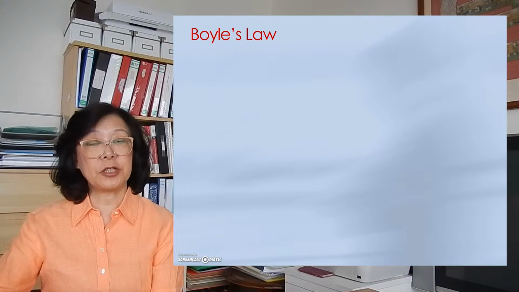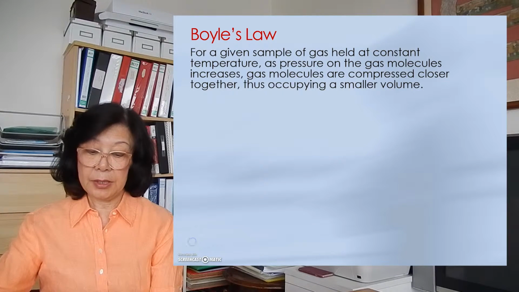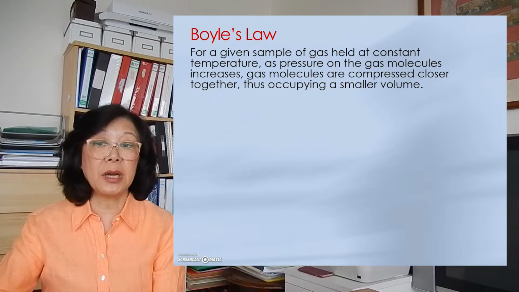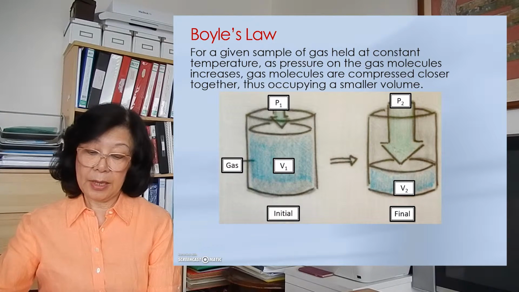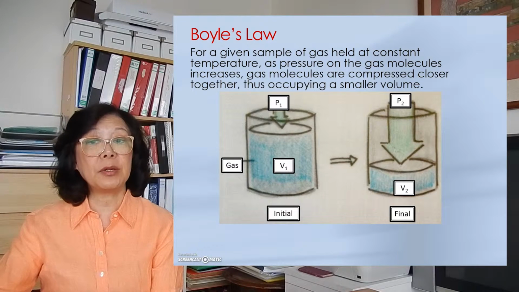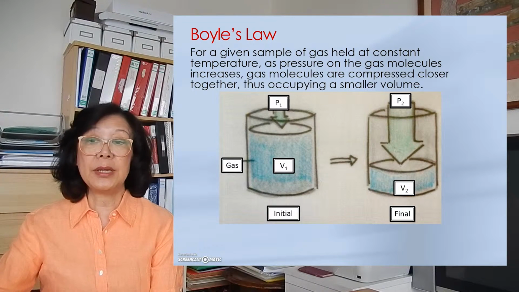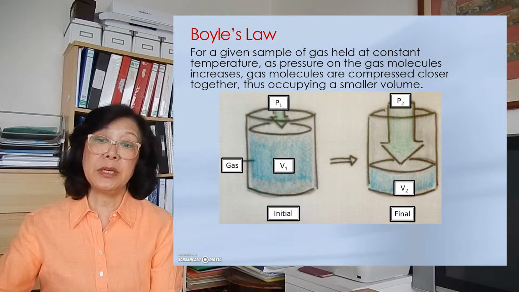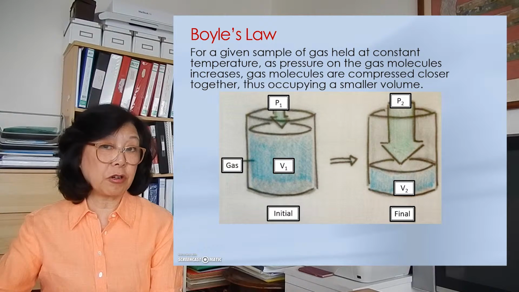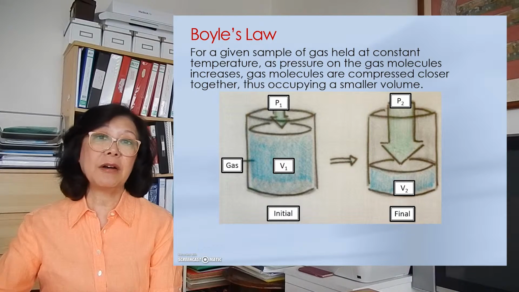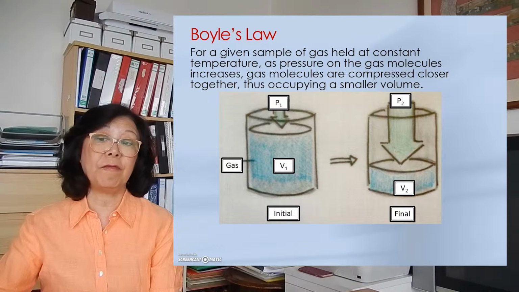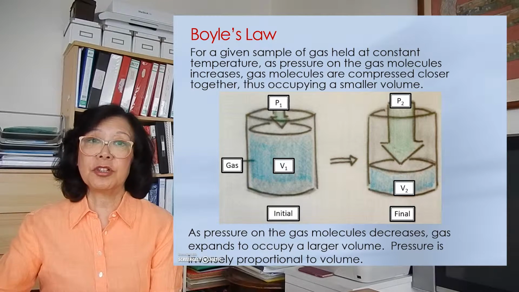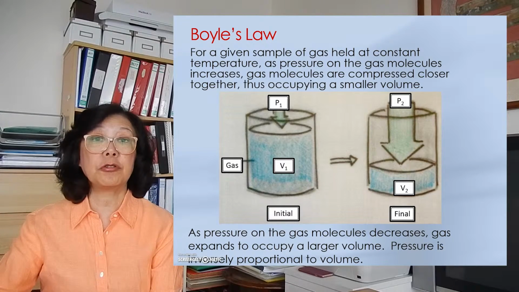Now let's look at the first gas law, Boyle's law. If we have a certain amount of gas, we hold it at constant temperature, and it occupies volume 1 with pressure 1. Now, if we increase the pressure to pressure 2, that means gas molecules are being pushed closer together. So now they occupy a smaller volume, V2. Therefore, we can conclude that pressure is inversely proportional to volume.